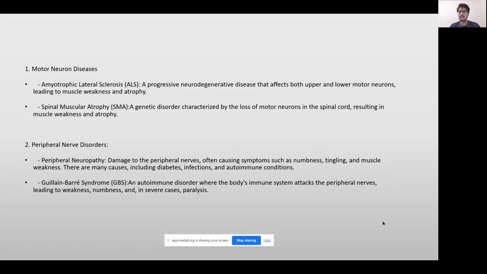We have some peripheral nerve disorders, which my colleagues have covered in the past, which can also lead to muscular disorders. For example, peripheral neuropathy, where nerves are damaged due to infections, diabetes, or autoimmune conditions. The other one is GBS, which is also famously an autoimmune disorder that affects the peripheral nerves and ultimately leads to muscle weakness and paralysis. And we all know GBS has a very strong correlation with diarrhea and infections.